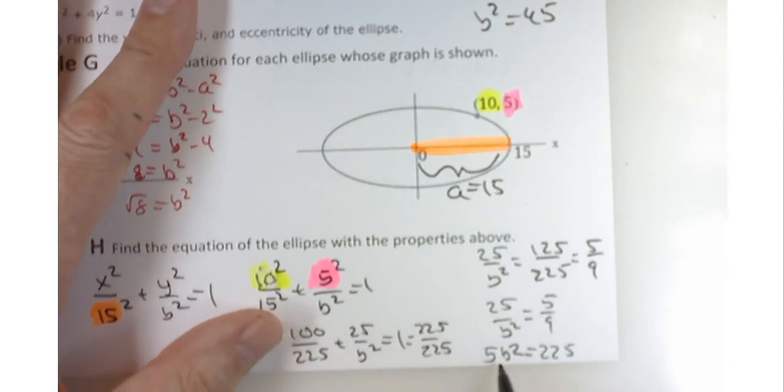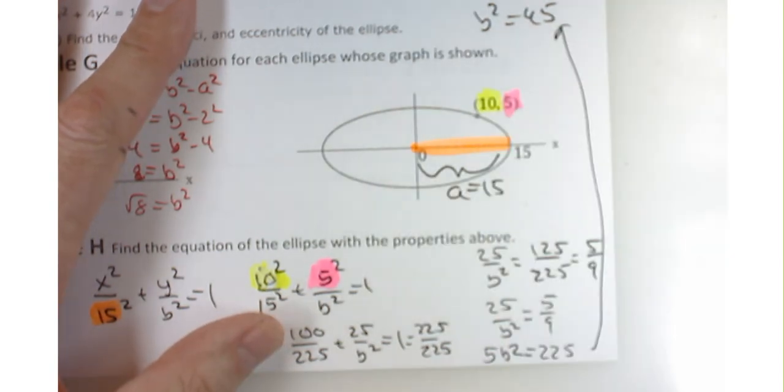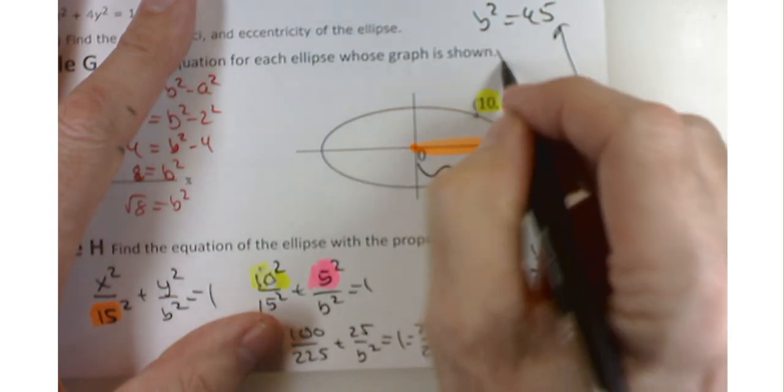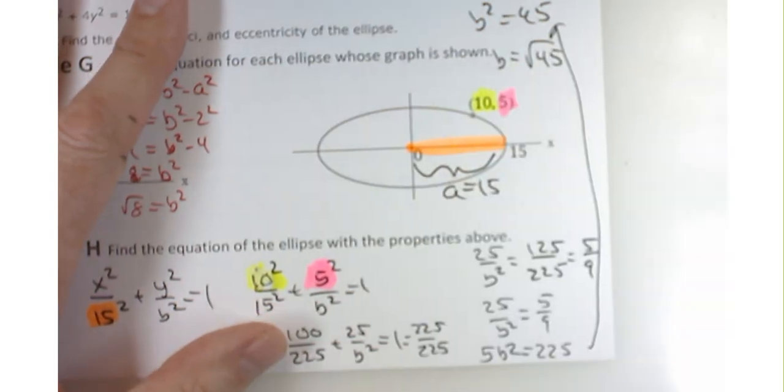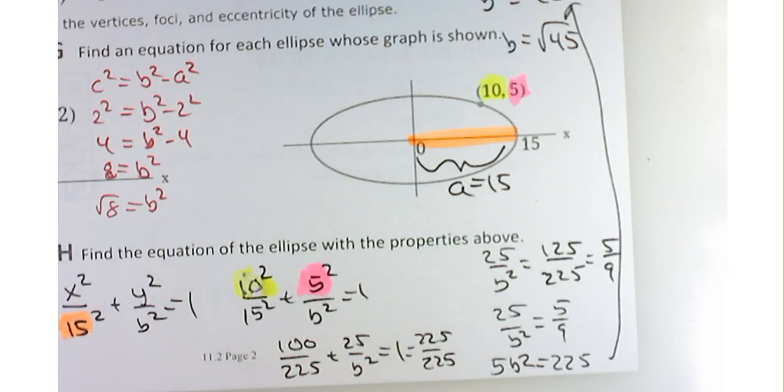So I'm just dividing by 5 on both sides. Square root of 45, yeah, plus or minus. We'll just do the positive root. b is going to be the square root of 45. Great.